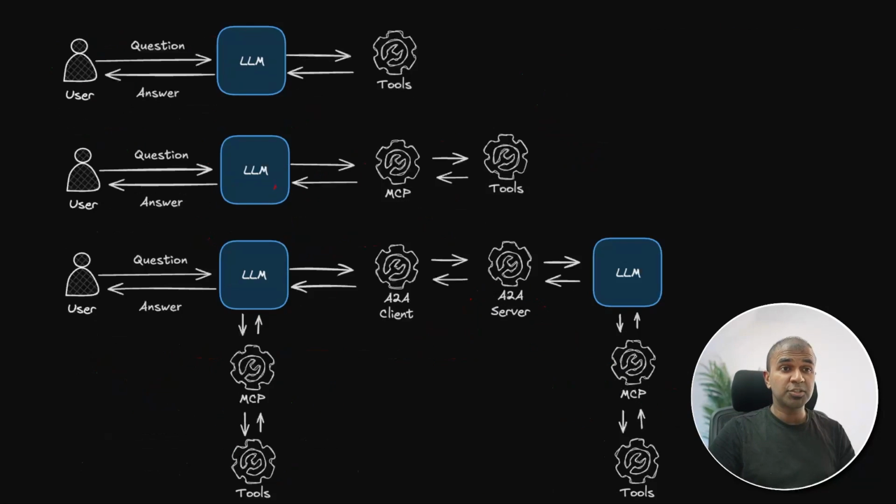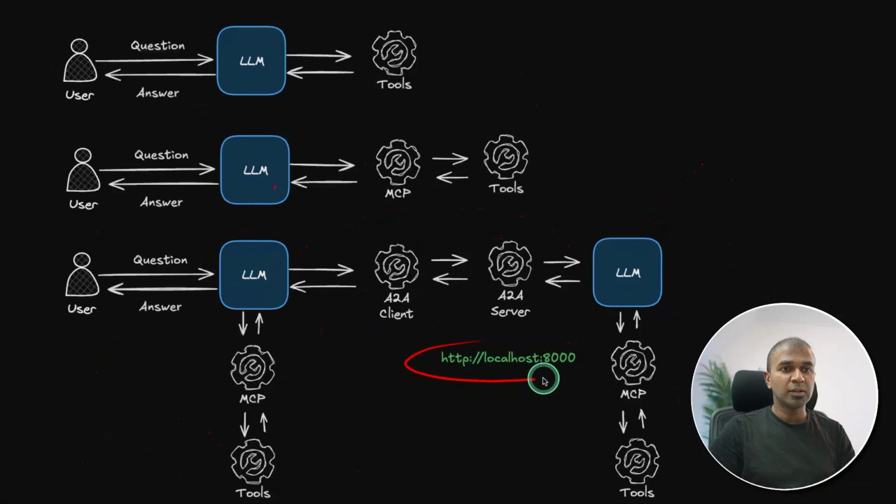But in regard to A2A, we have MCP, that is tools, and a large language model as an AI agent. Similarly, here is another AI agent with tools. Using this A2A client and A2A server, we can make this agent talk to this agent. And you can even add multiple agents here. The client will talk to the server agent using the URL, so it's just like us browsing a website using a URL. This first agent is going to talk to the second agent using the server URL.